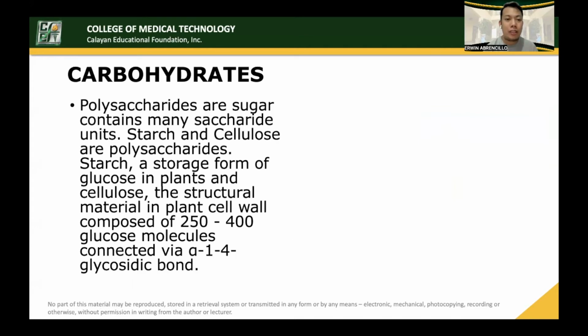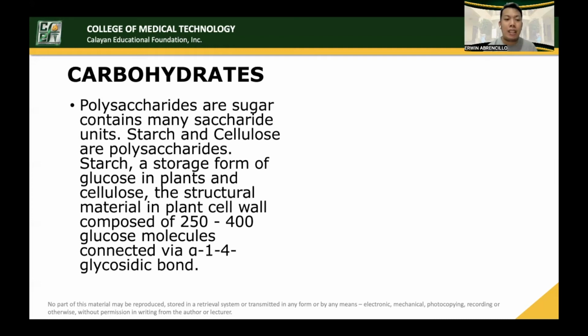polysaccharide sugars. They contain a lot of saccharide units, around 250 to 400 glucose molecules connected via alpha 1,4 glycosidic bonds. That alpha 1,4 actually refers to the carbon numbers, meaning the first carbon is attached to the fourth carbon of the next molecule. And then the other side is another 1 and 4, then 1 and 4, and 1 and 4, and so on and so forth. Starch and cellulose are polysaccharides.